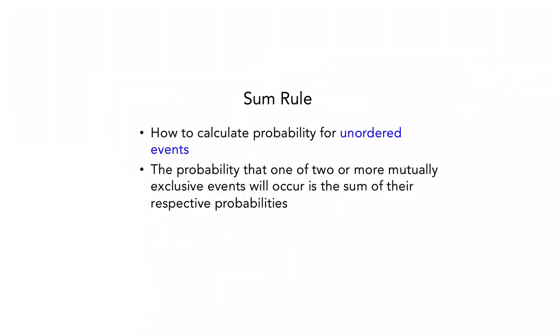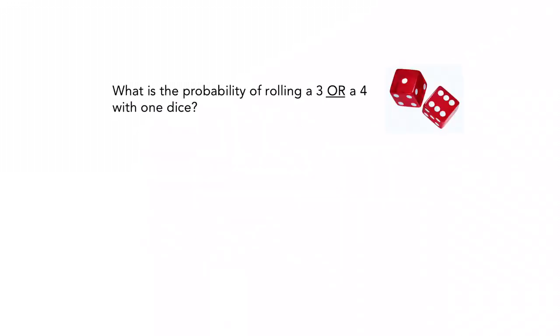So that's the application of the product rule. Let's talk about the sum rule. In this, what we're trying to do is calculate probability for unordered events. This is when we're dealing with 2 or more mutually exclusive events, and their occurrence is equal to the sum of their respective probabilities. Now I know that sounds kind of confusing, so let's talk about it a little bit more.